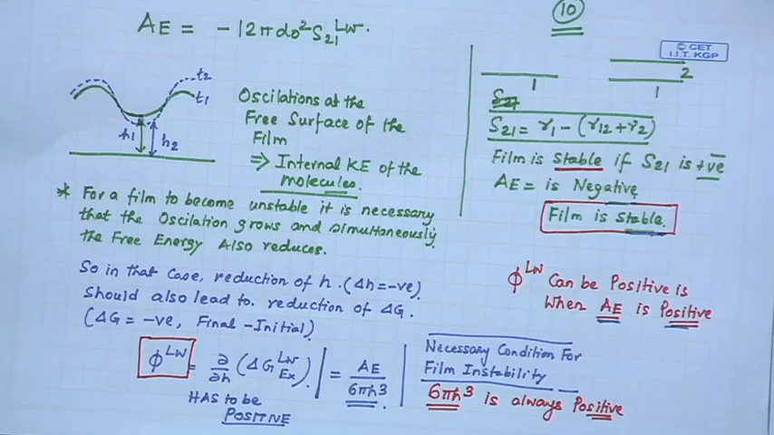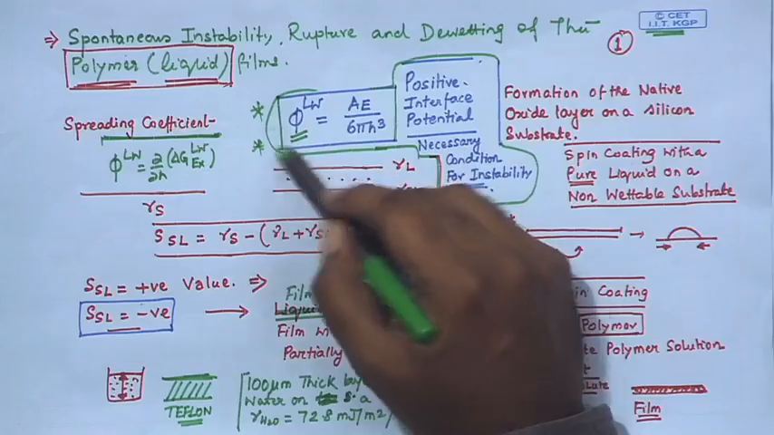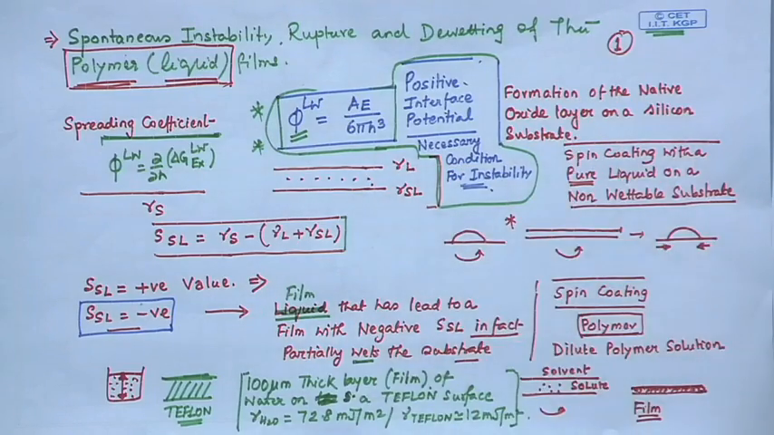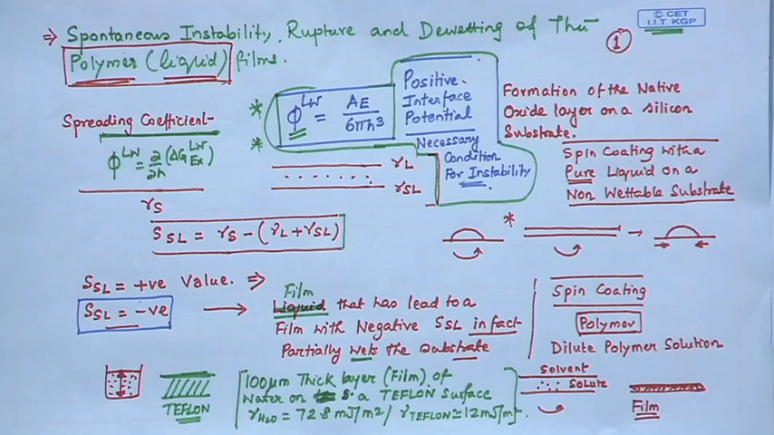Now, what we very nicely discussed towards the end of the previous class is that for the film to become unstable, it is necessary that the oscillation grows and simultaneously the free energy also reduces. Otherwise, the process will not evolve, because it is a spontaneous instability. And that gives you a necessary condition for film instability: the effective Hamaker, effective interface potential phi LW must be positive. What is the advantage?